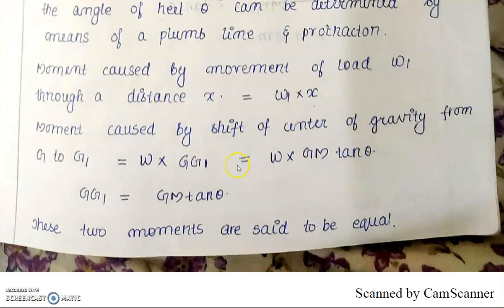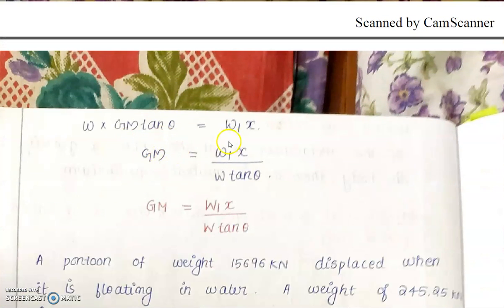So you replace GG1 with GM tan theta. Now you can equate these two moments, which should be equal. Equating those two equations, you take GM to one side. It will be GM equals W1 x by capital W tan theta. So this is how you find GM, that is the metacentric height, using the experimental method. I think this is clear.